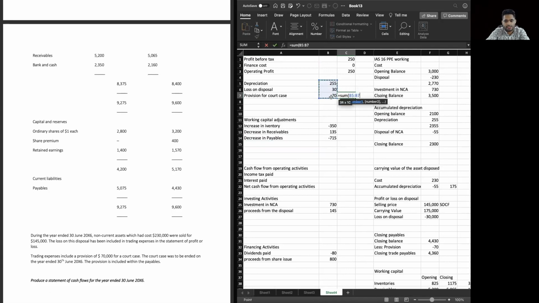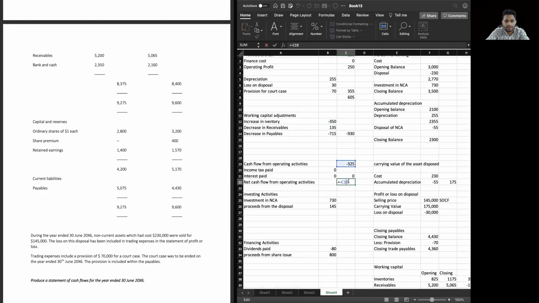So your non-cash expenses would add up to 355. So 250 plus 355, that's 605. Your working capital adjustments will add up to 930. So your cash flow from operations is 605 minus 930. That will be minus 325. Income tax and interest is not given in this question, so 0, which means 325 is going to be your net cash flow from operating activities as well, a cash outflow of 325.